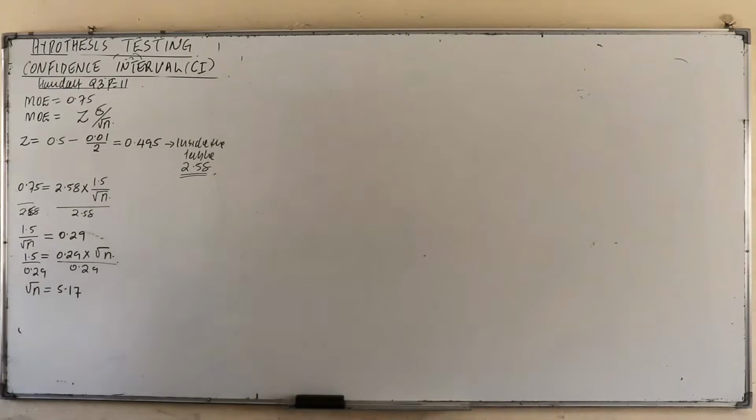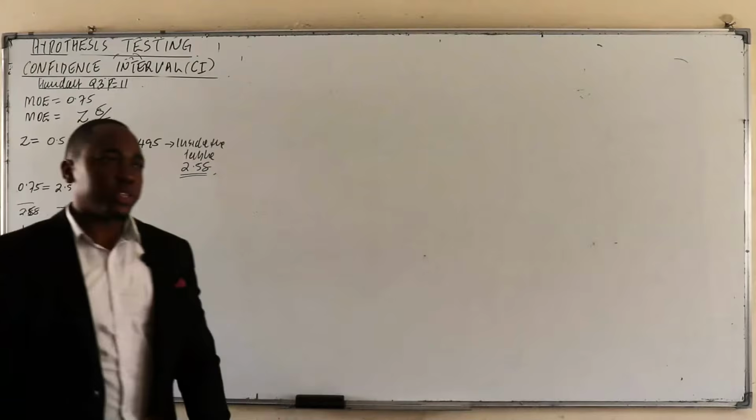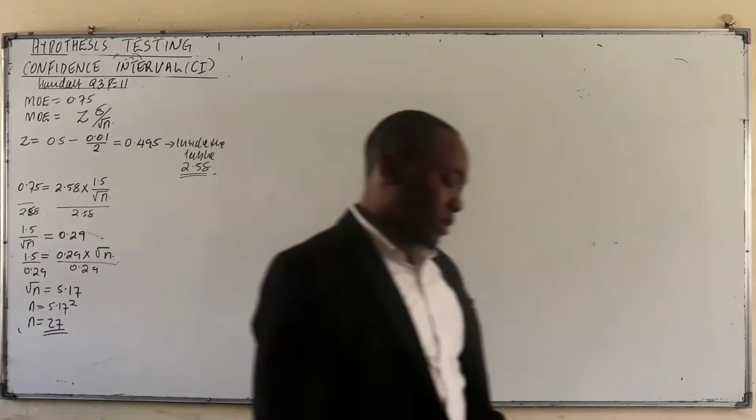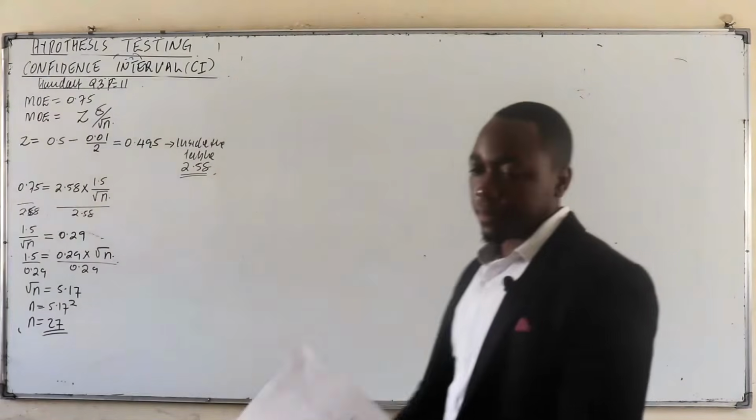So we need n. How do we get n? You square. Good. So to get n, you take 5.17 squared. Approximately 25 students. So you can copy that.